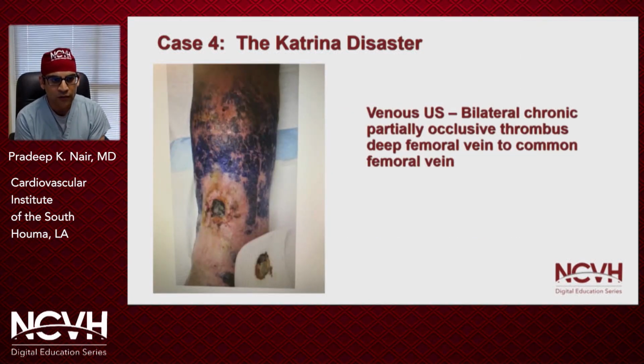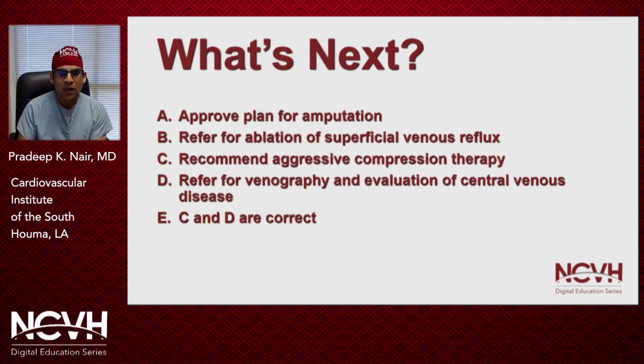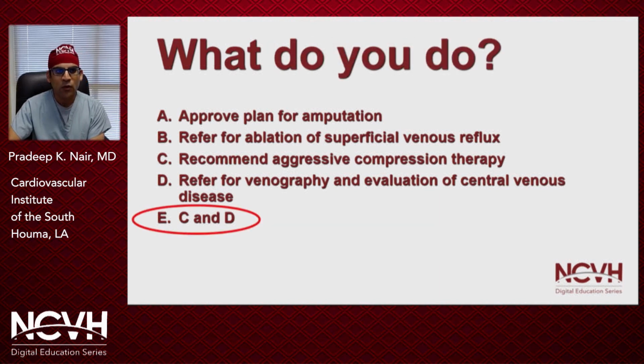This is the picture of his wound on his right leg. He had a similar wound on his left leg. He had chronic thrombus in the bilateral deep femoral vein and common femoral vein. And here's my question: what would you do next? Would you approve him for amputation, refer him for ablation of superficial venous reflux, recommend aggressive compression therapy, or refer him for venography and evaluation of central vein disease? And what we chose was both C and D in this case.